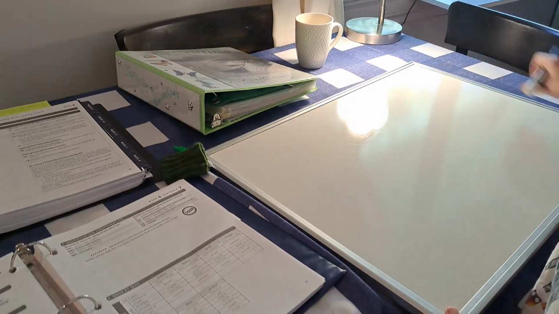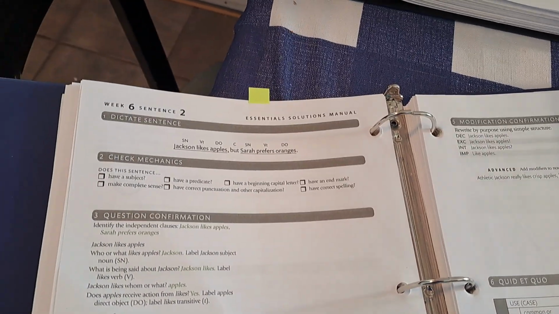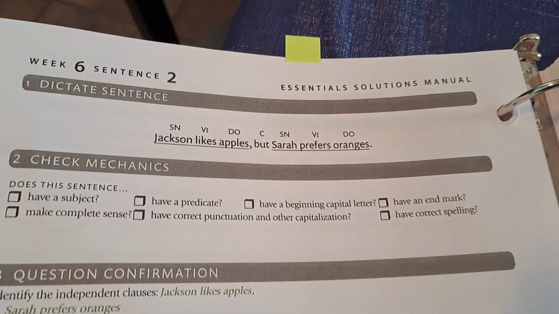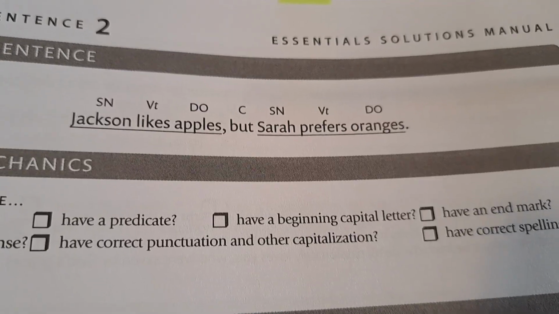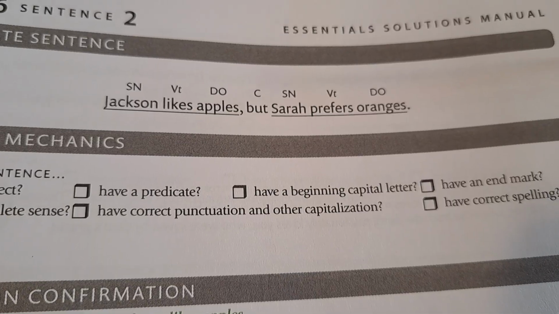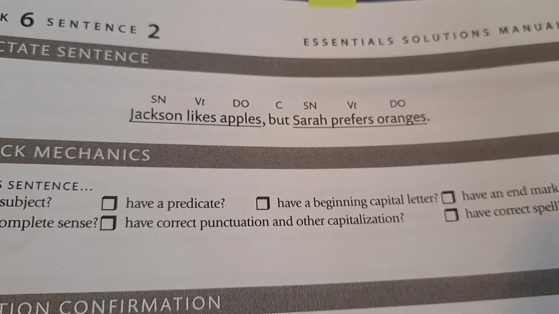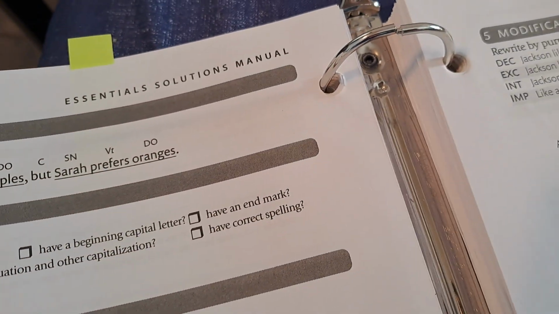So now we have the roles reversed, and I'm in the student chair, and you're going to dictate the sentence to me, Jenny. Jackson likes apples, but Sarah prefers oranges. Jackson likes apples. I'm just going to repeat it before I write. Jackson likes apples, but Sarah prefers oranges. Is that right? Yeah. Okay, just pause it while I write.